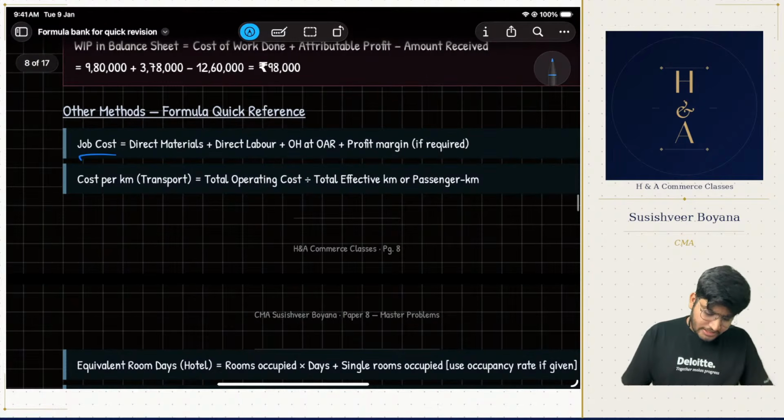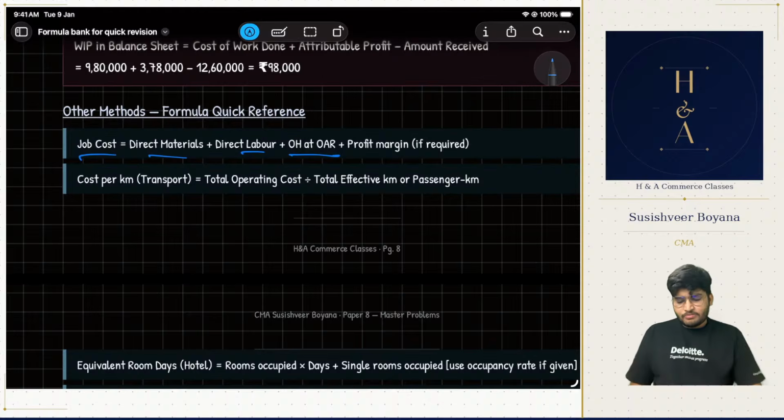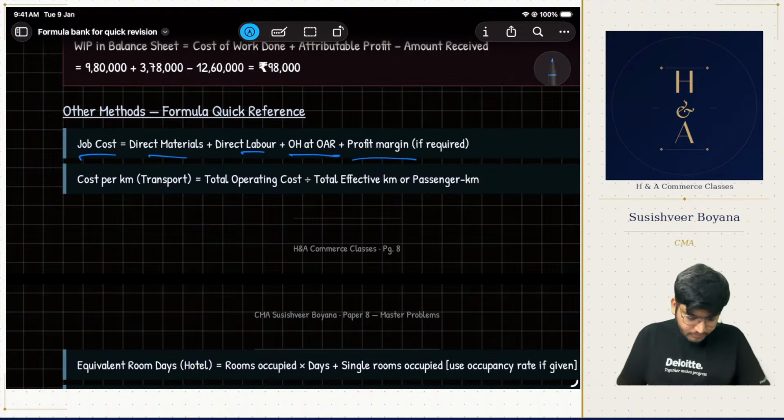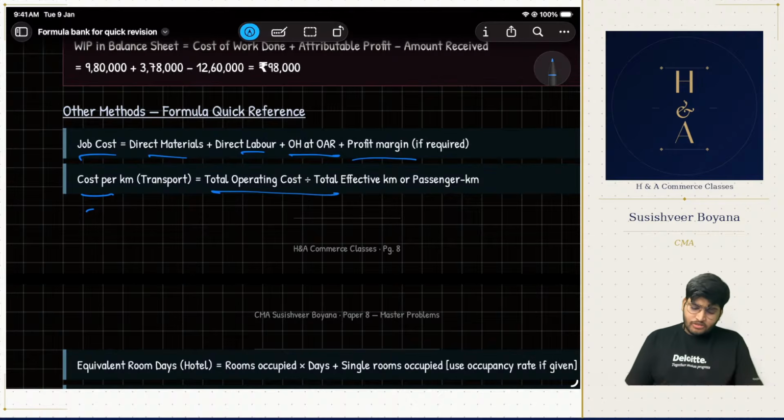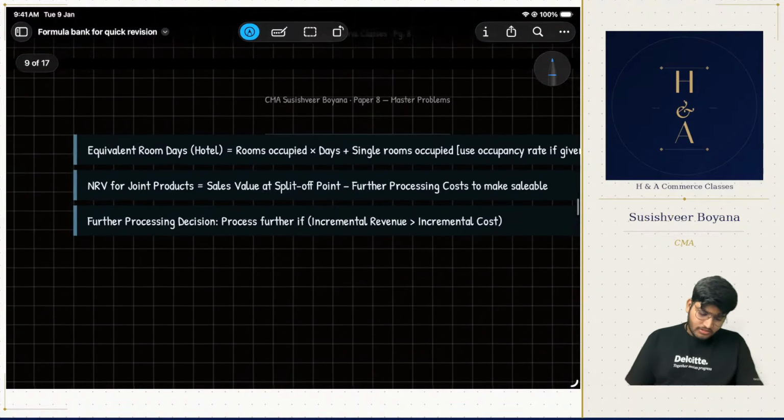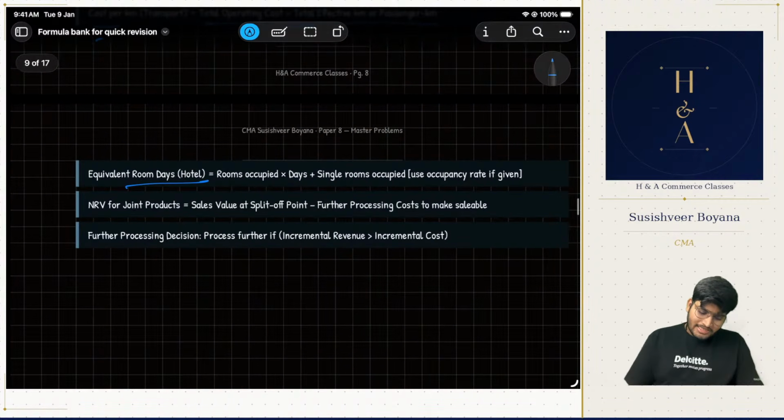Okay, job cost: direct material, direct labor, overhead at the overhead absorption rate, plus profit margin if required. Cost per kilometer, transportation, total operating cost, and so on and so forth. Equivalent room days, whenever there is a unit of measurement, that is, cost per unit of measurement, such as customer distance per kilometer, or time spent against time traveled.